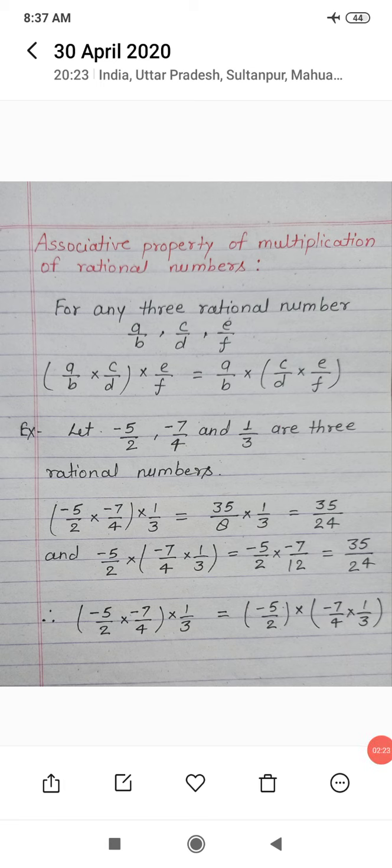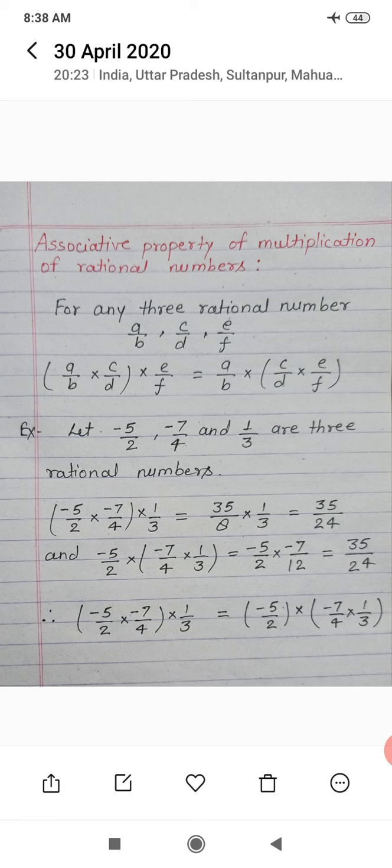Associative property of multiplication of rational numbers. While multiplying three or more rational numbers, they can be grouped in any order. Thus, for any three rational numbers a/b, c/d, e/f, we have (a/b × c/d) × e/f = a/b × (c/d × e/f).